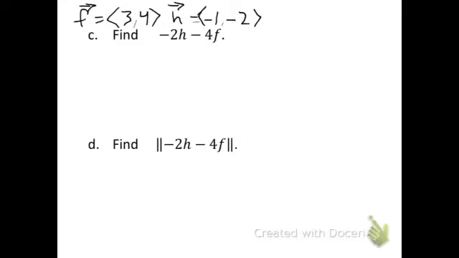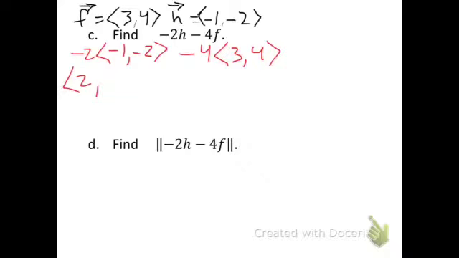On the next section, we have to do -2h minus 4h, and then get its magnitude. Well, let's get -2h first. That's -2 times -1, -2. And then we need to subtract off 4 times h, and h is 3, 4. I'm going to distribute those through. -2 times -1 is positive 2. -2 times -2 is positive 4. When you subtract off, well, 4 times 3 is 12, and 4 times 4 is 16.